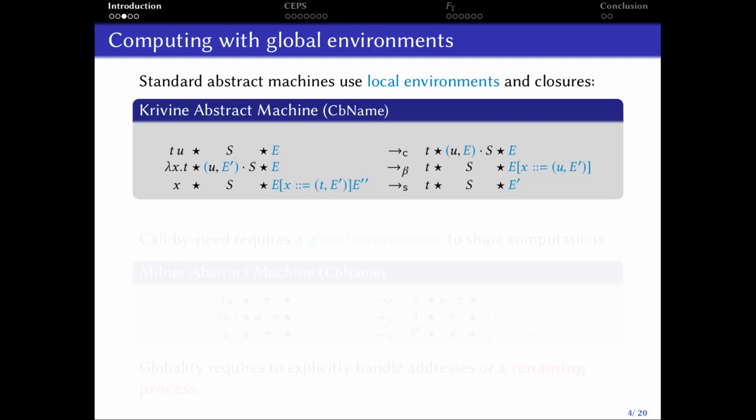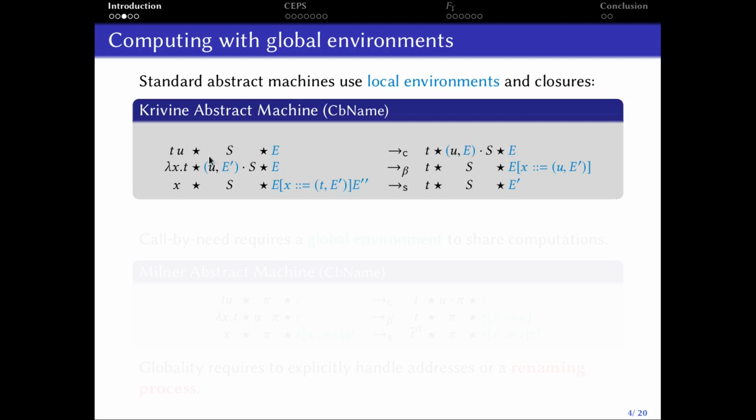One of these reasons is that if we consider the usual abstract machines for the lambda calculus, so for instance here the Krivine abstract machine for call by name, it uses local environments and closures. So the term here is computed in front of a stack and within an environment, and we can see that when we push, for instance, an argument onto the stack, we are copying the environment to form a closure here of U with the current environment.